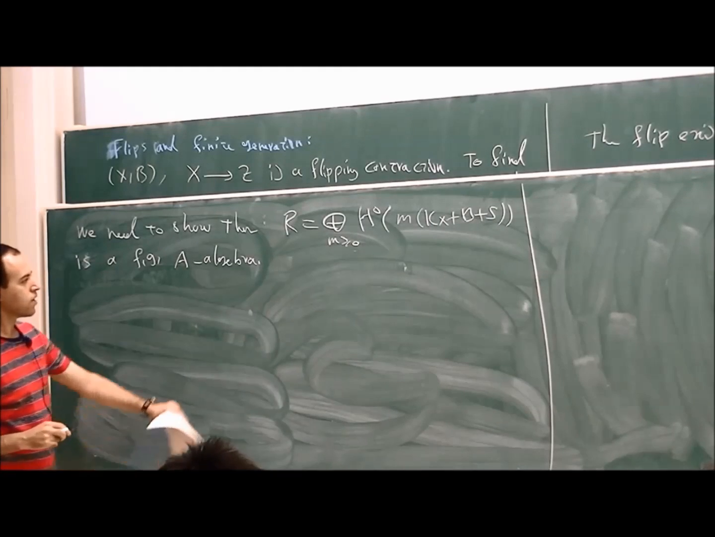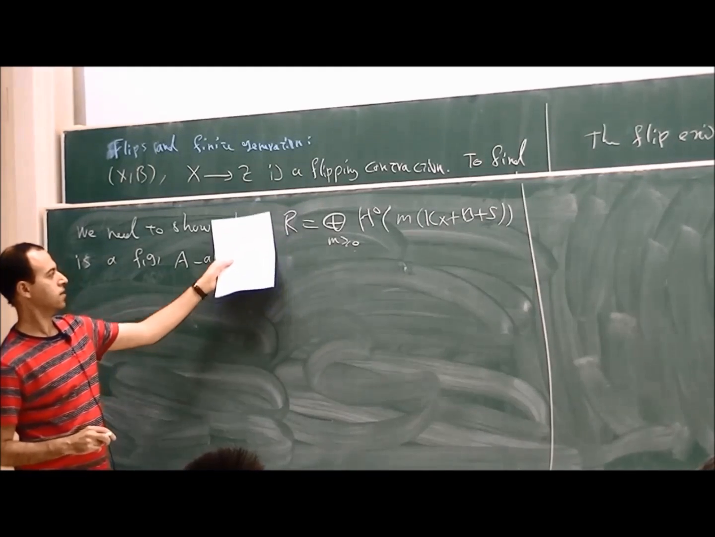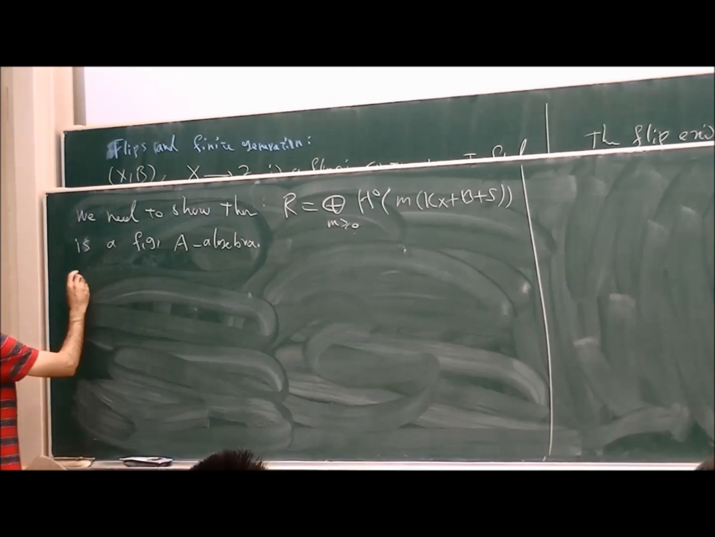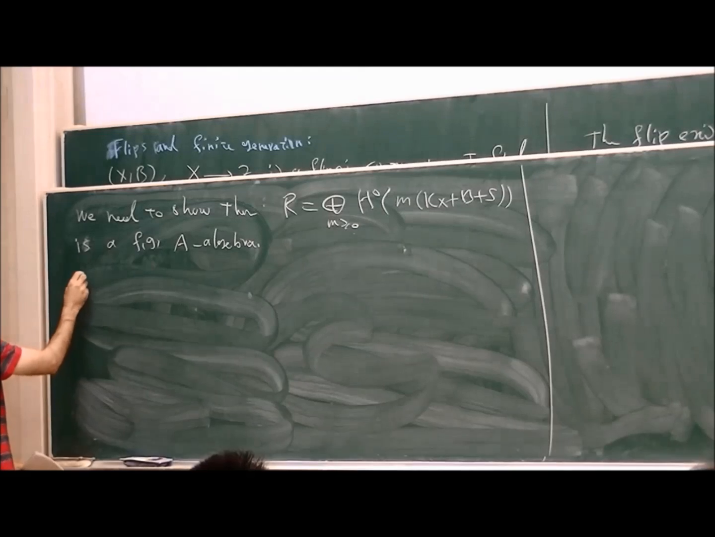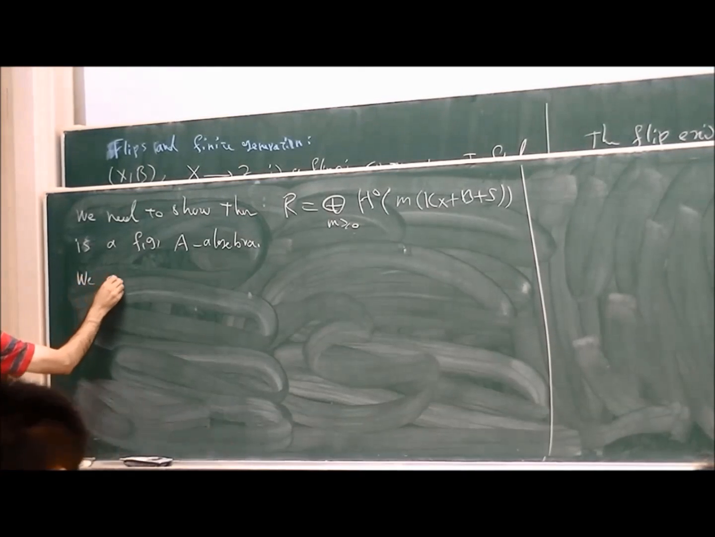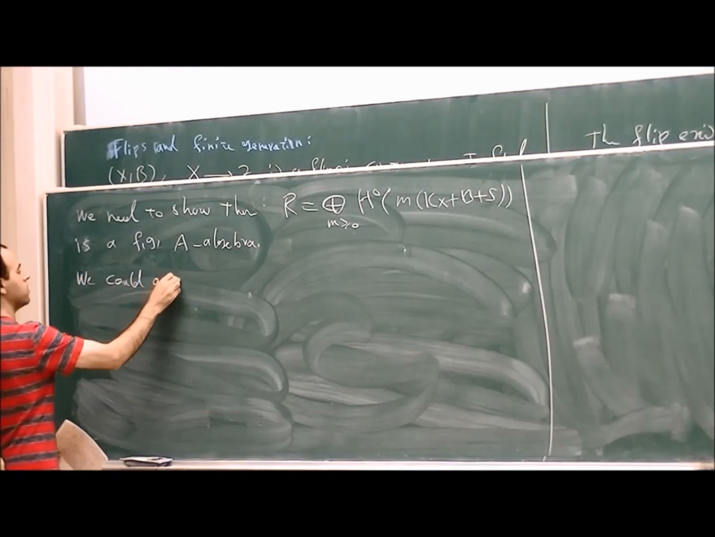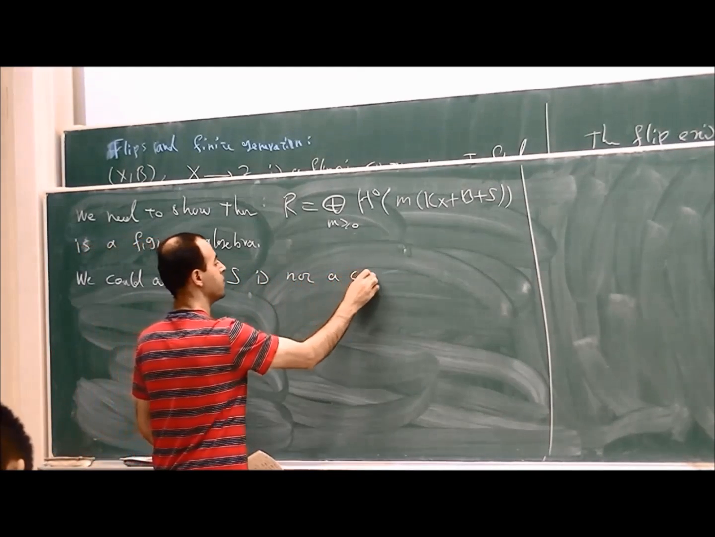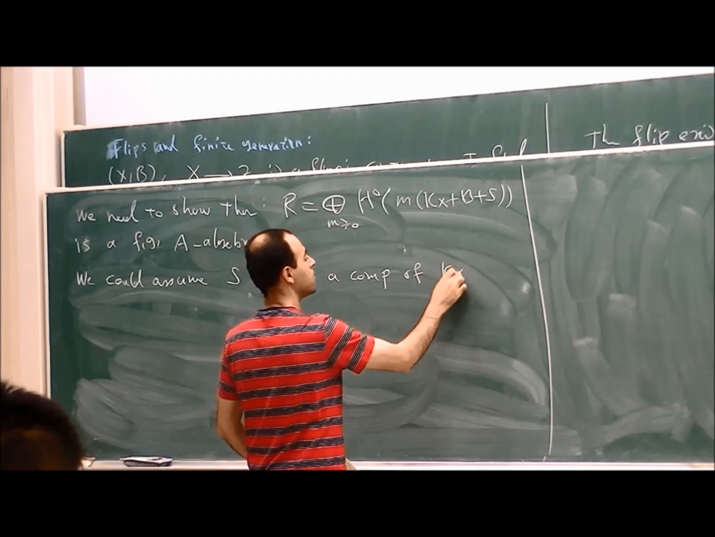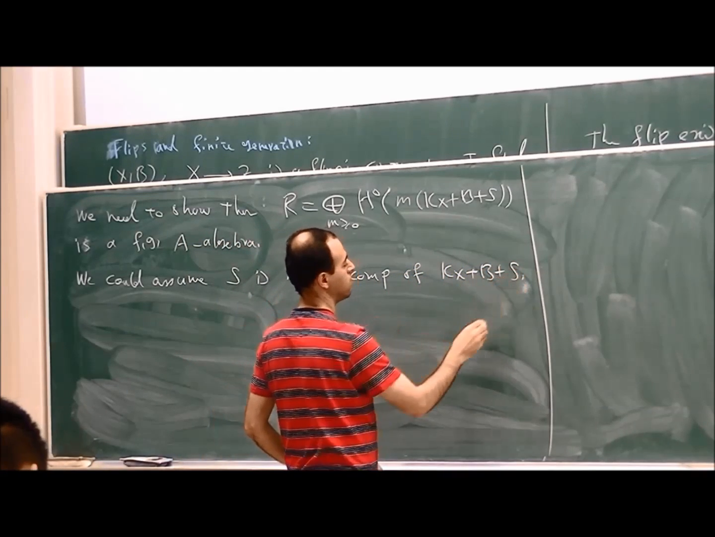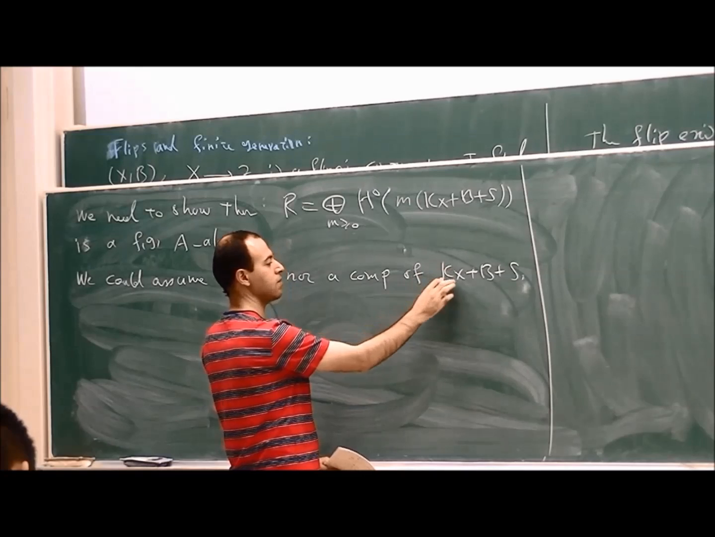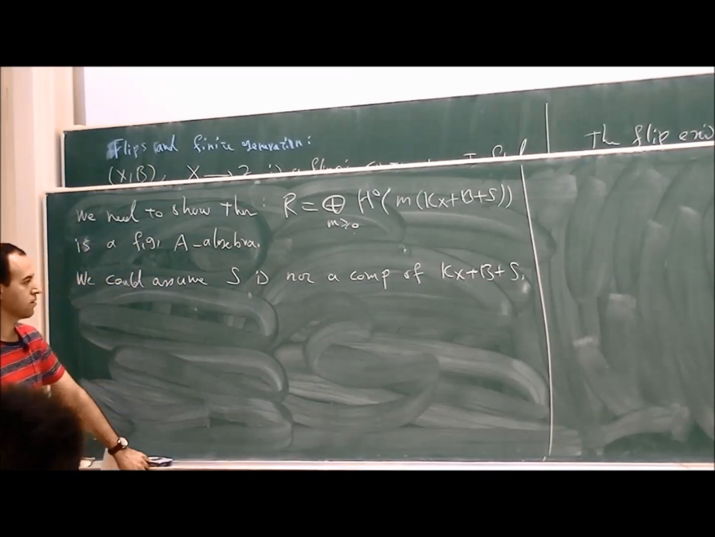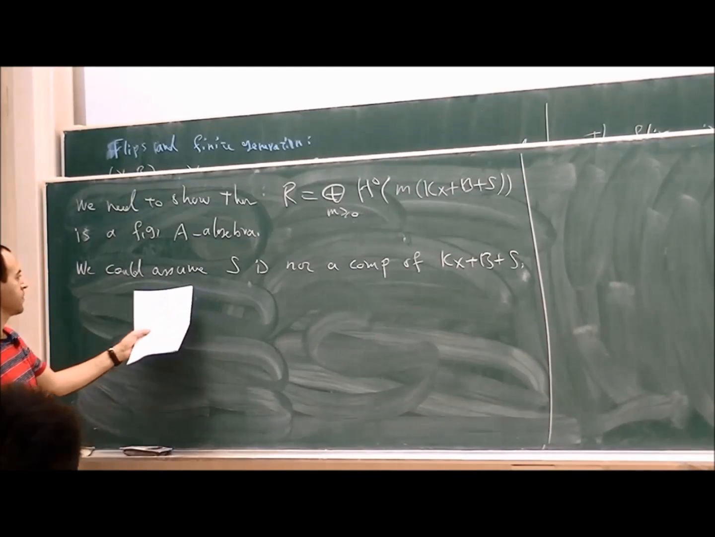So what we try to do essentially is to restrict this ring R to S and just see what happens. Because I want to restrict to S, we could assume that S is not a component of K plus B plus S. If it happened to be a component, you don't need to change K linearly. It just avoids S. So this is a trivial thing.